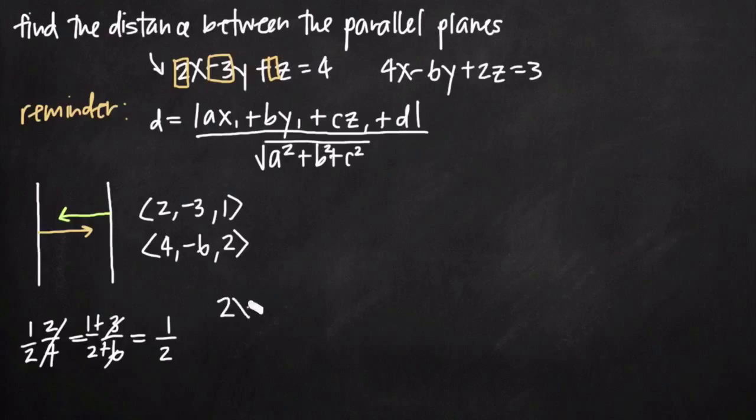That leaves us with 2x is equal to 4, and then we divide both sides by 2 and we get x equals 2. So we have an x value of 2. We got to x equals 2 by setting y and z equal to 0. So one coordinate point that lies in this plane is the point (2, 0, 0). Now all we need to do is find the distance between this point and this plane.